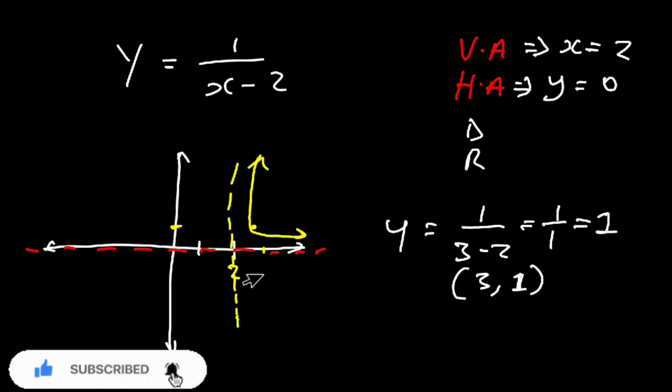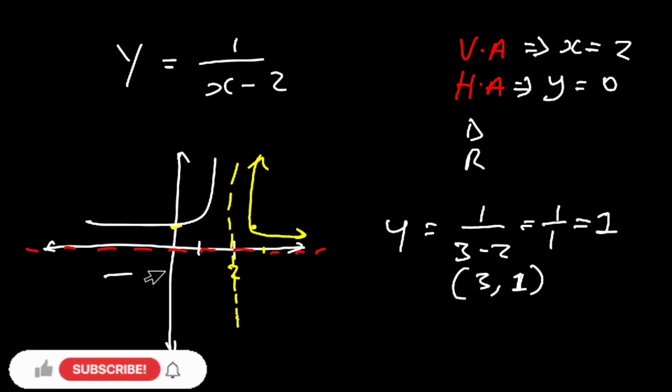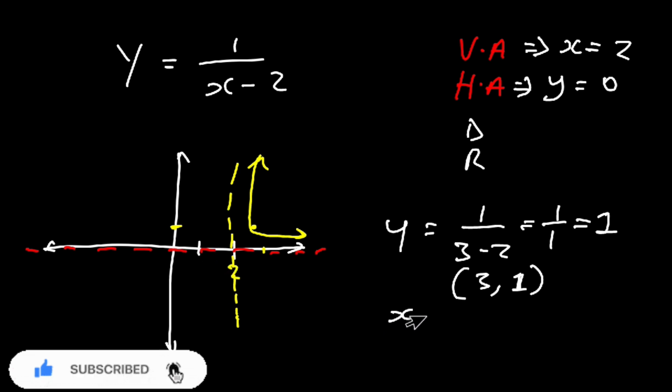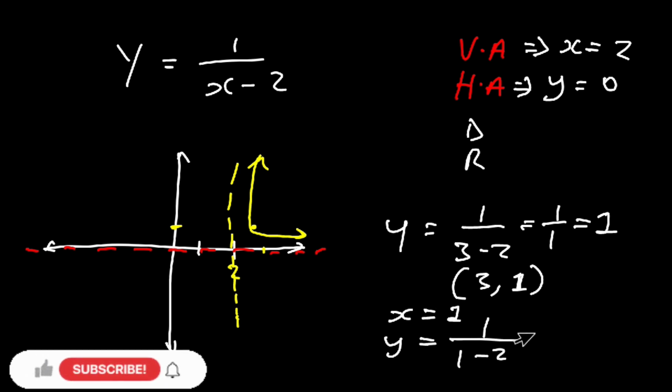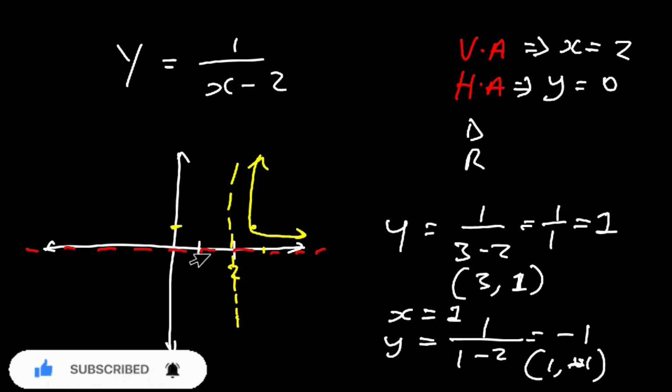It's not going to be below the x-axis. So let's check for this side. It can either be like this or like this. So let's pick a number that's to the left of the vertical asymptote. Let's pick 1. So when x is equal to 1, then y is going to be 1 divided by 1 minus 2, which is equal to minus 1. So when x is 1, y is minus 1. Okay, so let's plot it. We have x to be 1, which is here, and then y to be negative 1, which is, let me say, at this point.